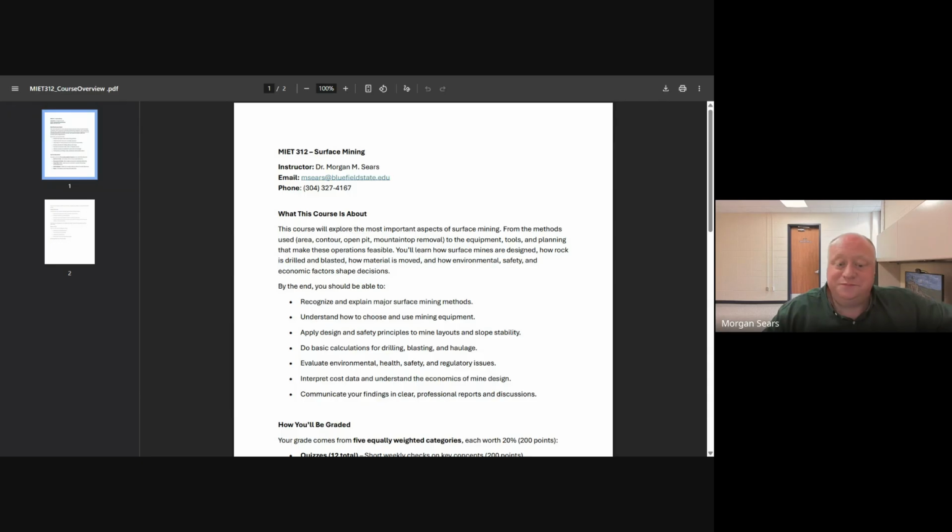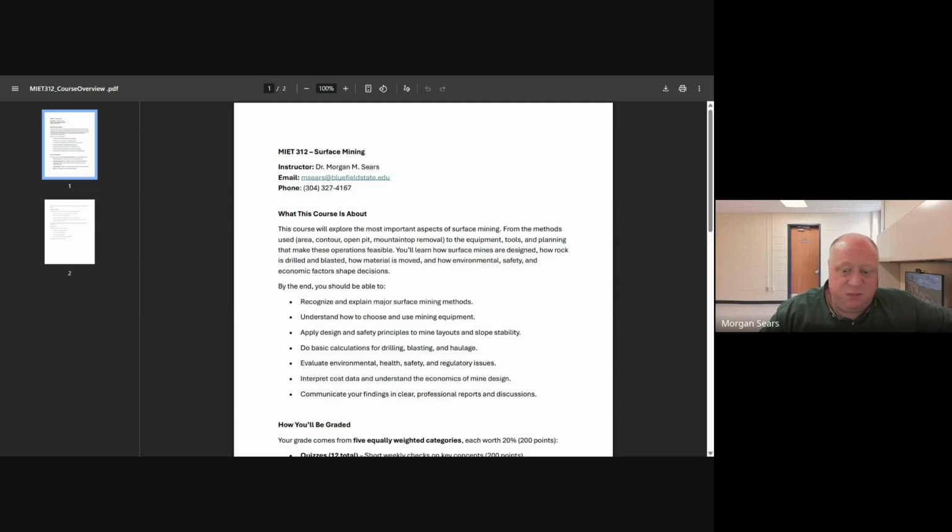But by the end of the course, you should be able to recognize and explain major surface mining methods. Okay? You should be able to understand and choose mining equipment, apply design and safety principles to layouts and slope stability, and do basic calculations for drilling, blasting, and haulage. So we're talking about hole spacing, burden, shot volume, that sort of thing, and then haulage trucks, shovels, all that.